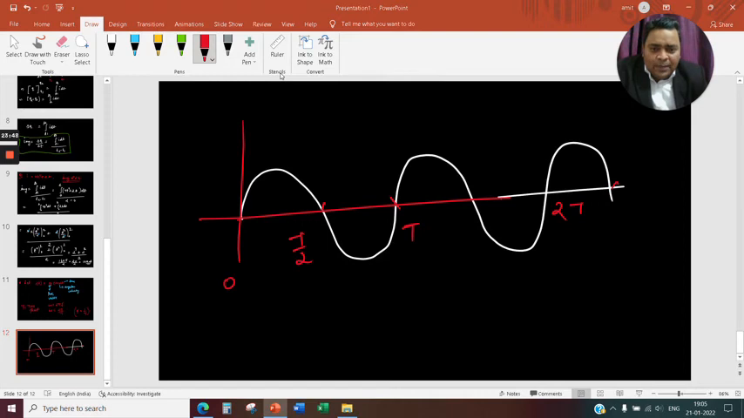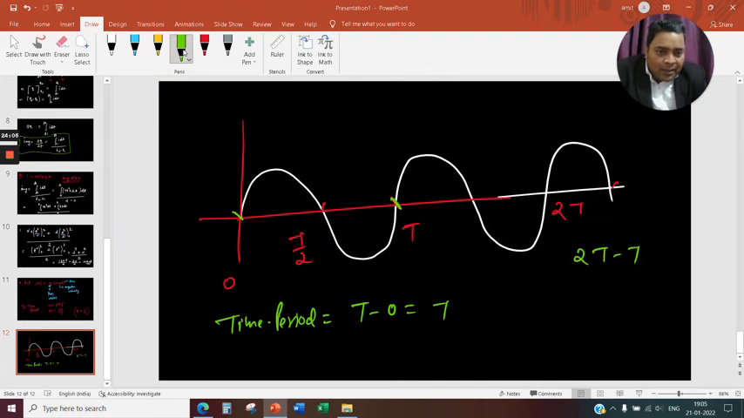So what is the meaning of time period? When you find the time period here, from this point to this point the graph repeats itself, so T minus 0, that is equal to T here. Now see, in this case also 2T minus T, because after this interval of time again the graph repeats itself. It means the time period is how much? T. So time period is the parameter, we can say time, after which the graph repeats itself.